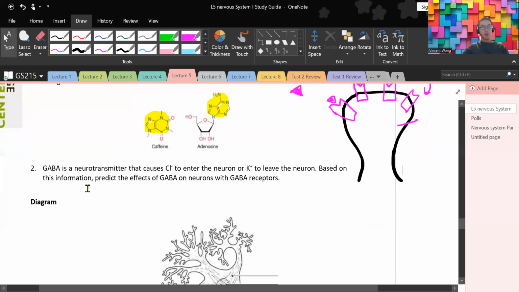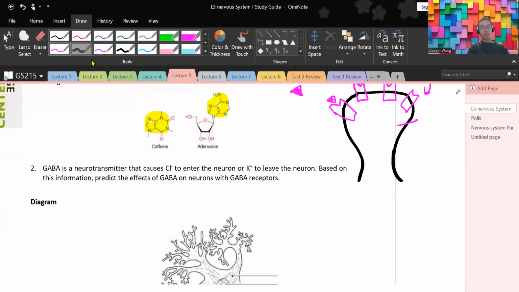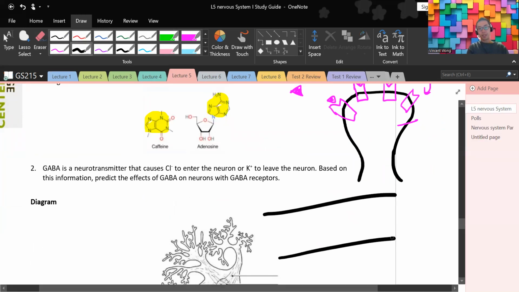Fantastic. Number 2, GABA. GABA is a neurotransmitter that causes Cl- to enter the neuron or K+ to leave the neuron. Based on this information, predict the effects of GABA on neurons with GABA receptor. Okay, so let's take a look at our situation here. This is our axon. And normally we have negative on the inside, right? Negative on the inside.